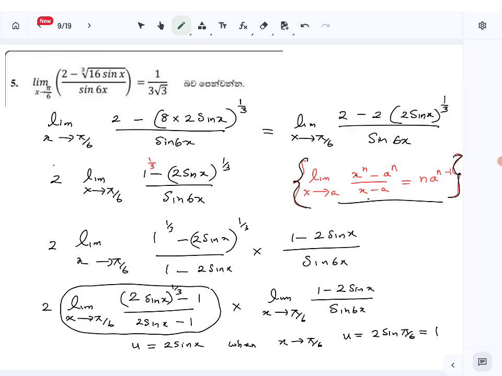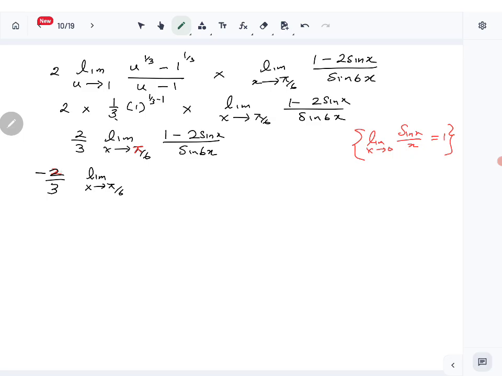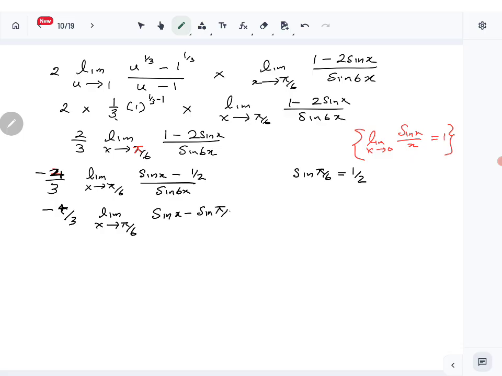Yes, we'll take -2 out. So then this becomes -4. What you have is sin x minus half sin 6x. So I want to use this pi over 6 part. So sin pi over 6 is what? Half, no? So instead of half, in the next line, I will write it as sin x minus sin pi over 6 over sin 6x, right?